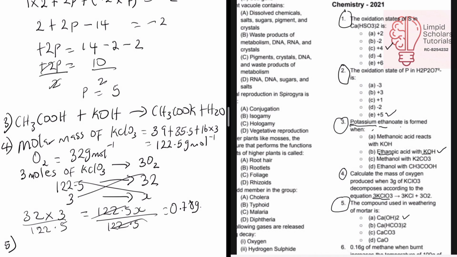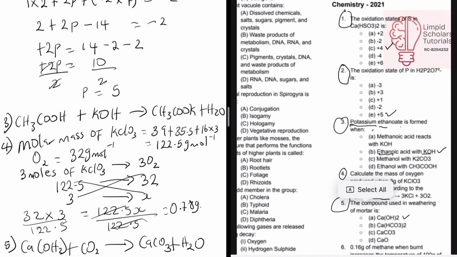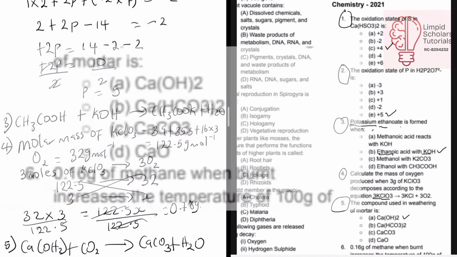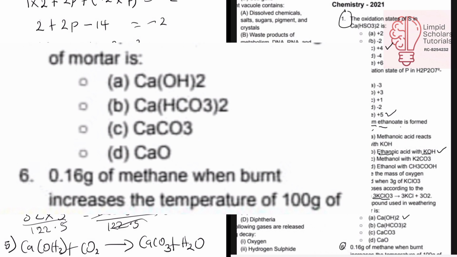So this is the equation of the reaction. Calcium hydroxide plus CO2 giving us CaCO3 plus H2O. We'll be going over to number 6. This is number 6.